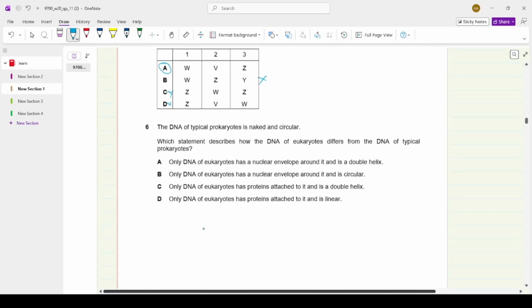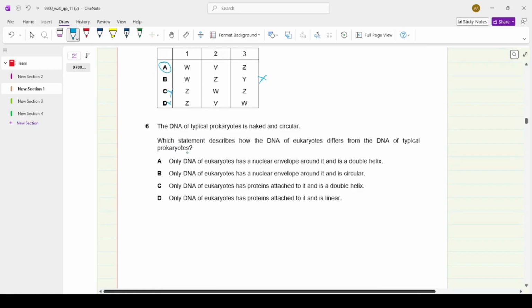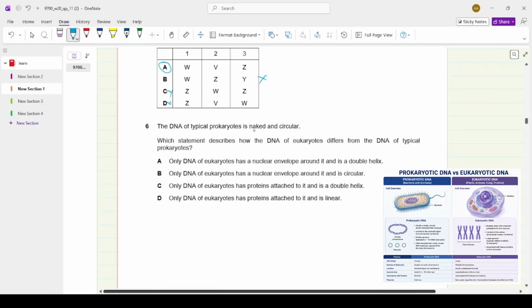And then moving on to number 6. The DNA of typical prokaryotes is naked and circular. Which statement describes how the DNA of eukaryotes differs from the DNA of a typical prokaryote? A. Only DNA of eukaryotes has a nuclear envelope around it and is double helix. So first of all, it is true that it has a nuclear envelope, and then being double helix. Also prokaryotes have got double helix.